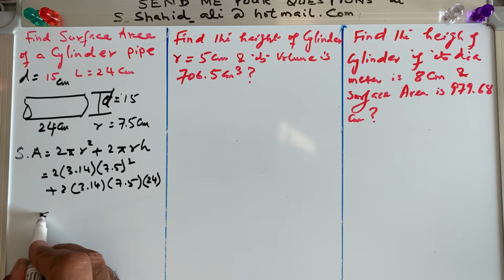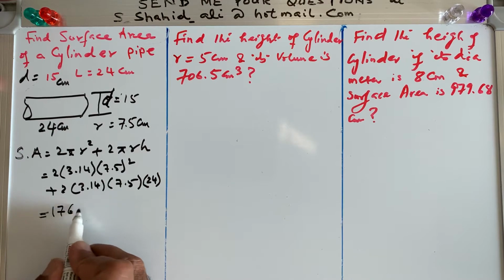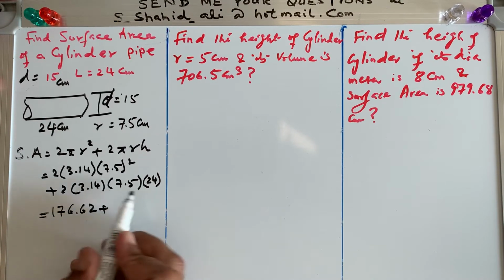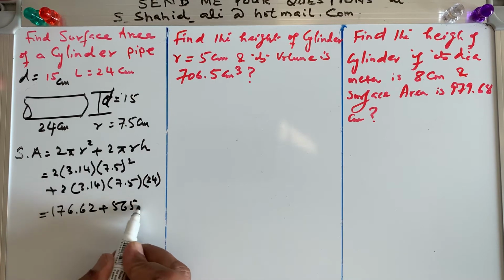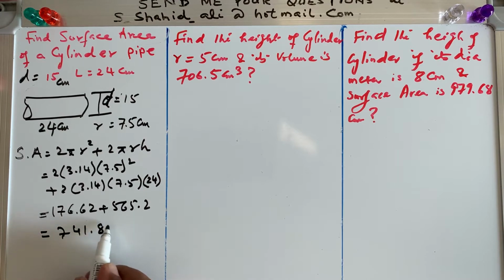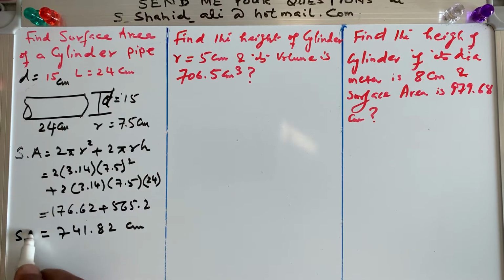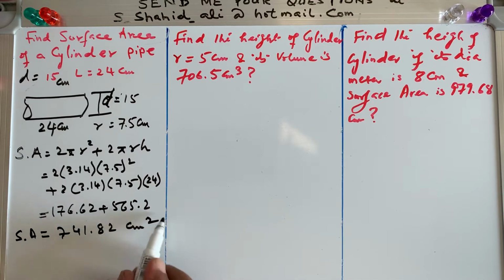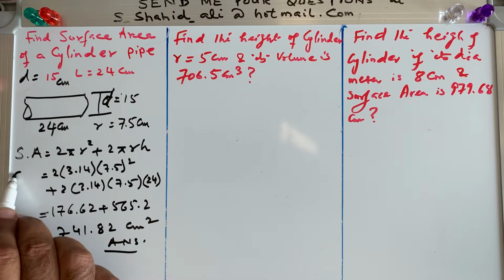So 2 times this will become, multiply with each other, 176.62, plus if you multiply these, the bottom line, that will become 565.2, and if you add them up, you will get 741.82, and the unit of surface area is centimeter square, right? So this is our surface area of this pipe.